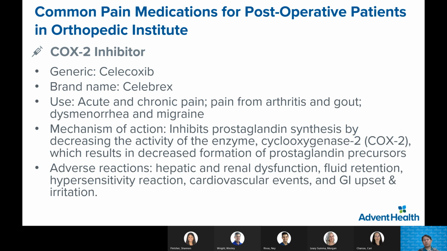The next drug class that we're going to be talking about is the COX-2 inhibitor or the cyclooxygenase 2 inhibitor. It is a type of NSAID or non-steroidal anti-inflammatory drug that inhibits prostaglandin synthesis by decreasing the activity of the enzyme. So remember, in the central sensitization, the COX-2 substance is actually produced by the glial cells. So this medication interrupts that. The generic name of this drug class is celecoxib, and the brand name that we usually use is Celebrex.